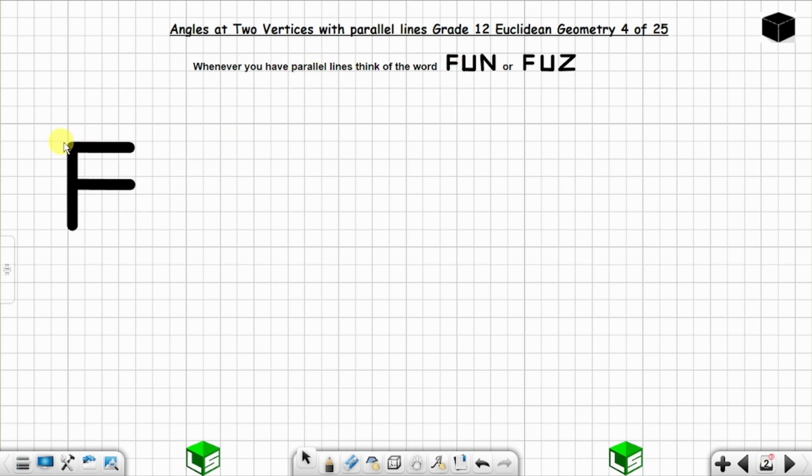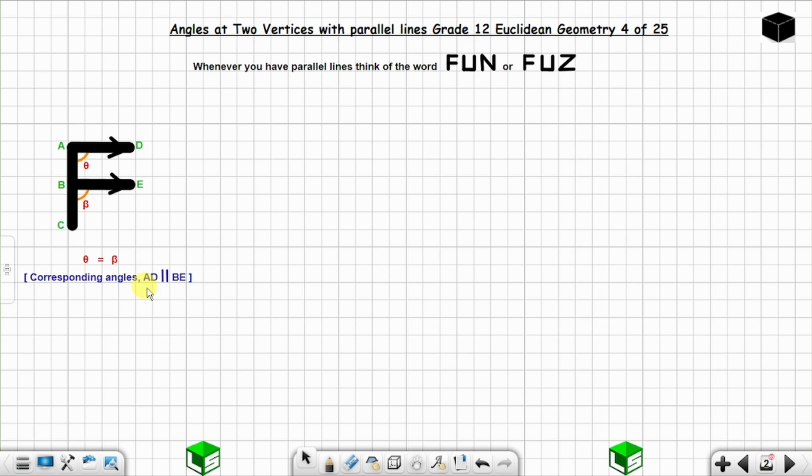Let's label our lines. You have the line AD, BE, and AC, and you have this line parallel to this line. You have this angle, let's call it theta, and this angle, let's call it beta. Whenever you have this situation, this angle is equal to this angle. Theta is equal to beta, and the reason is corresponding angles.